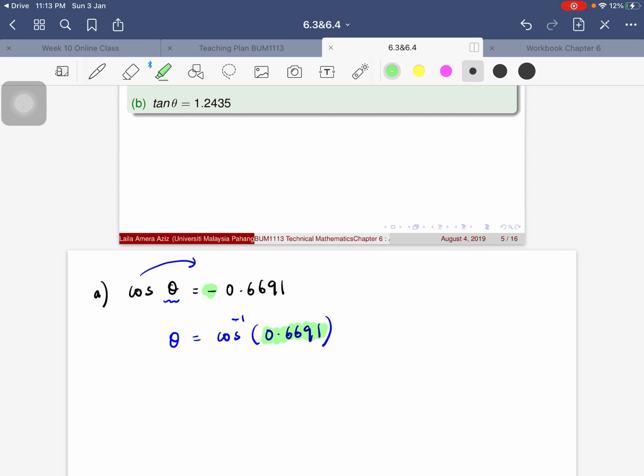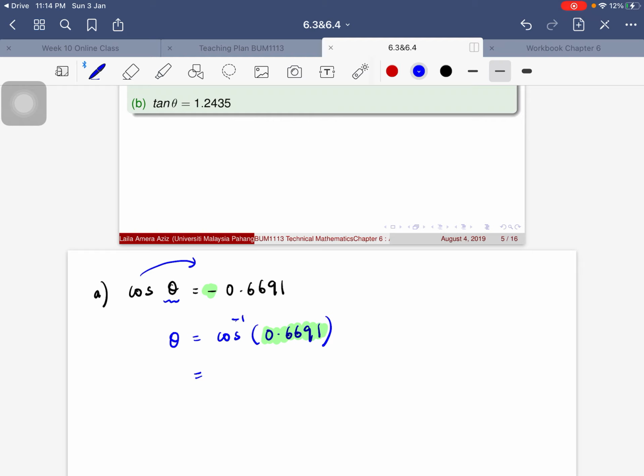So it's not a mistake. I did not mistakenly leave out the negative, I left it out on purpose. So do not bother with the negative first. Just use your calculator for this. Calculate cos inverse of 0.6691. First I make sure that my calculator is in degree unit, and then I press shift and cos, and your calculator gives you cos inverse of 0.6691. It's a value of 48.0024.